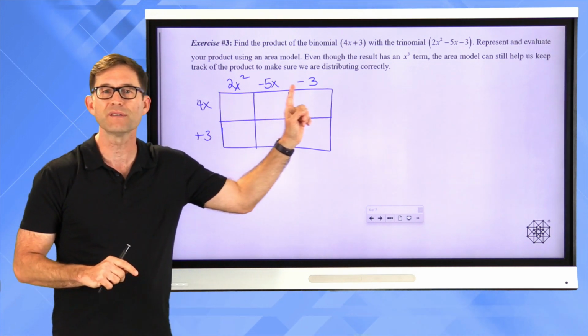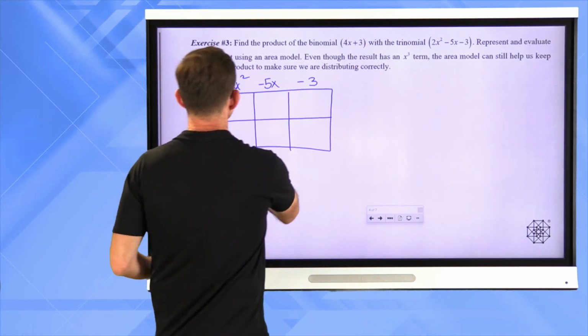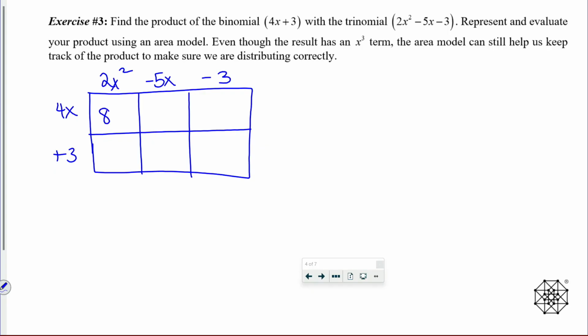So I'm going to take this trinomial, and I'm going to multiply each term by 4x. So 4x times 2x squared will be 8x cubed. 4x times negative 5x will be negative 20x squared. And 4x times negative 3 will be negative 12x. Now I'm going to do the same with the positive 3. 3 times 2x squared is going to be 6x squared. 3 times negative 5x is going to be negative 15x. And 3 times negative 3 is going to be negative 9.